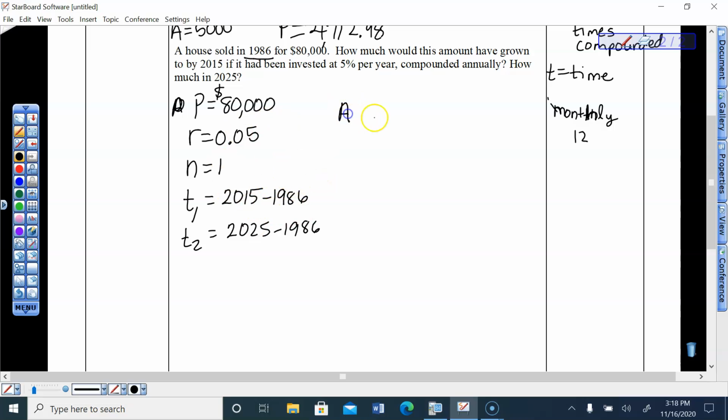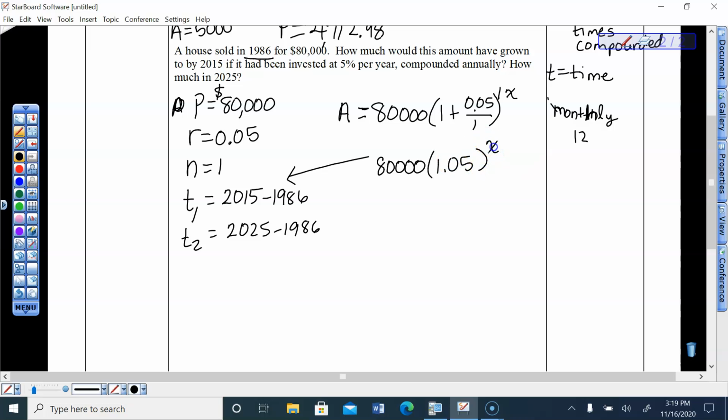So let's write our equation. Our amount, this is what we're looking for. How much do we have if this has been invested? We start with 80,000 times 1 plus the rate of 0.05 divided by 1, really we don't need to divide it by 1, raised to the 1 times x, because our x-axis is going to represent our time. Okay, so this is what I'm going to plug into my calculator. Actually, what I'm going to plug in is 80,000 times 1.05 raised to the x. That's just a little simpler version of this. So I'm just going to do y sub 1 equals that.